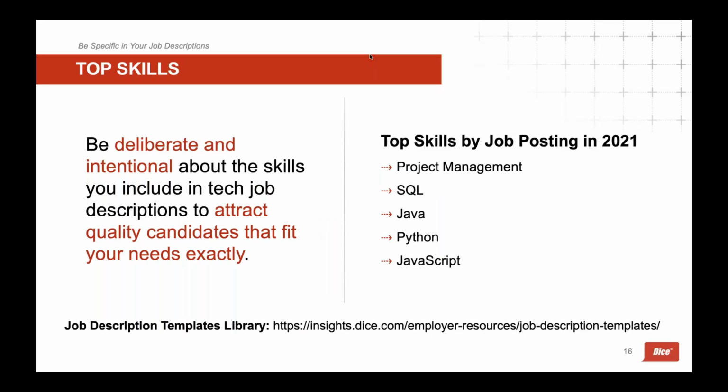In the Dice Q2 Tech Job Report, project management, SQL, Java, Python, and JavaScript continue to show dominance in terms of the number of job postings these skills appeared in. While you as a recruiter may not totally understand each of these skills, it's important to understand which skills are actually important to the job that you're hiring for and filter out the others.